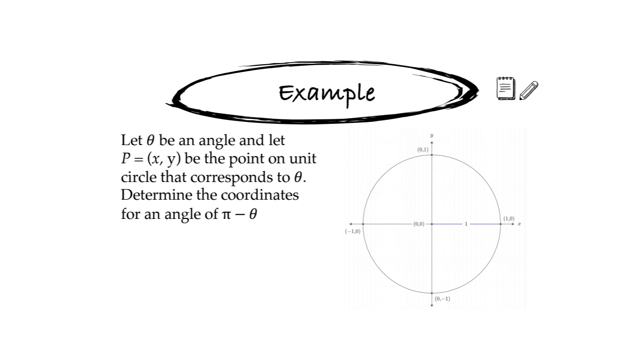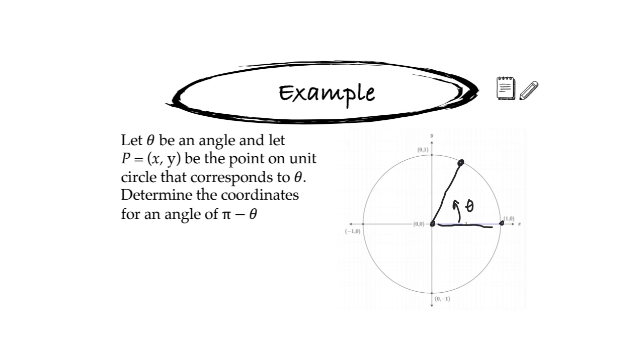Here we're told that theta is an angle and P is a point on the unit circle that corresponds to the angle theta. And we're asked to determine the coordinates of pi minus theta. So this time I'm going to picture my angle theta right here in quadrant 1, just like before, and then the angle pi minus theta.